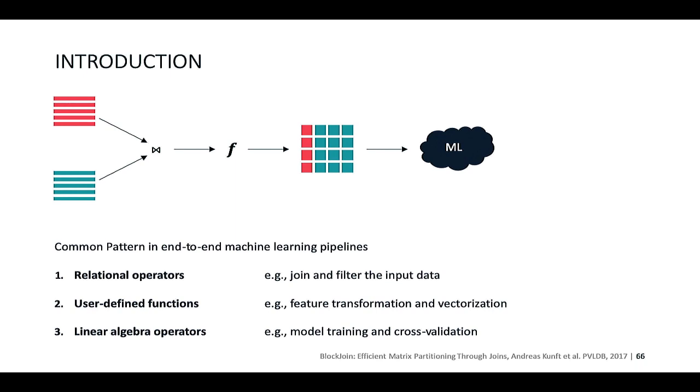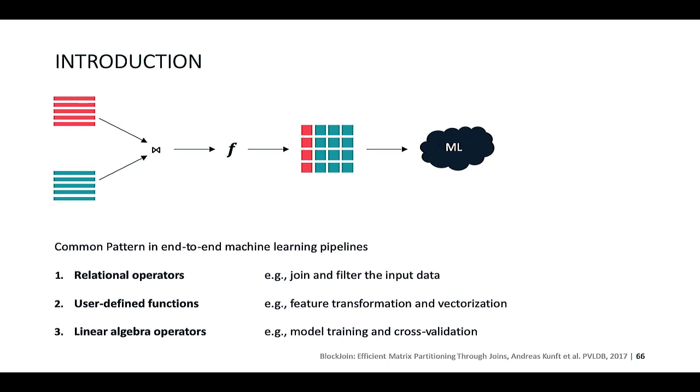To give you a little bit of an introduction on the area we are focused on, we're considering end-to-end machine learning pipelines. What you have in the beginning in such pipelines is some kind of relational operators. For instance, you have your raw data sets, you want to apply some relational operators to join your data sets, to filter the data.